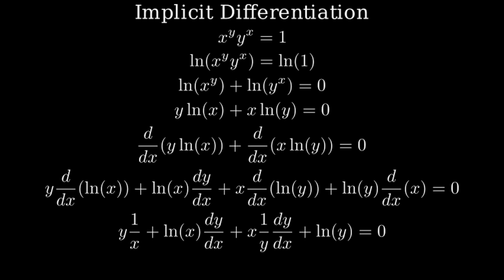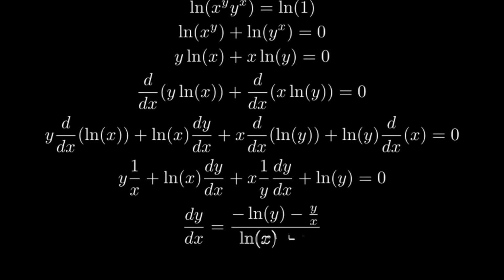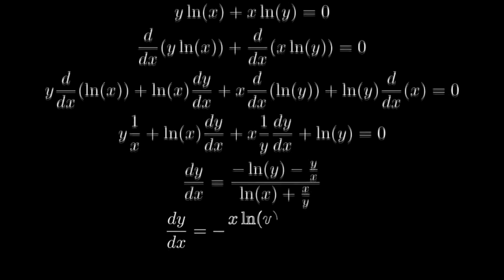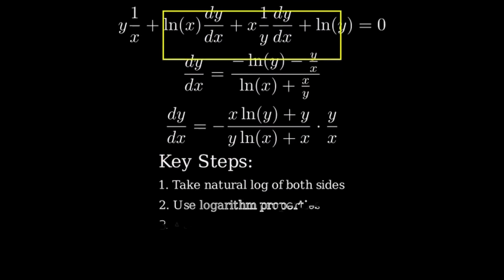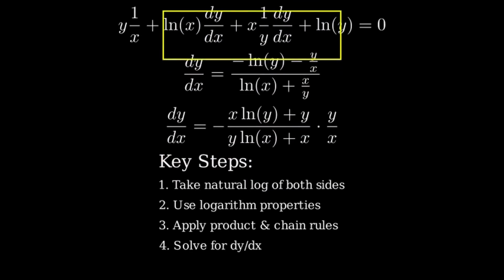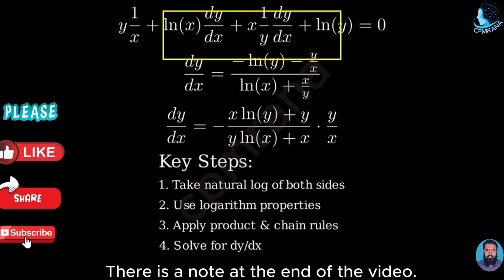To solve for dy/dx, let's group all terms with dy/dx on one side and all other terms on the other side. After rearranging, we get this intermediate form. Finally, we can simplify this expression further. Our final answer is negative x log y plus y, all over y log x plus x times y over x. This problem demonstrates the power of logarithmic differentiation when dealing with complex expressions involving exponents.